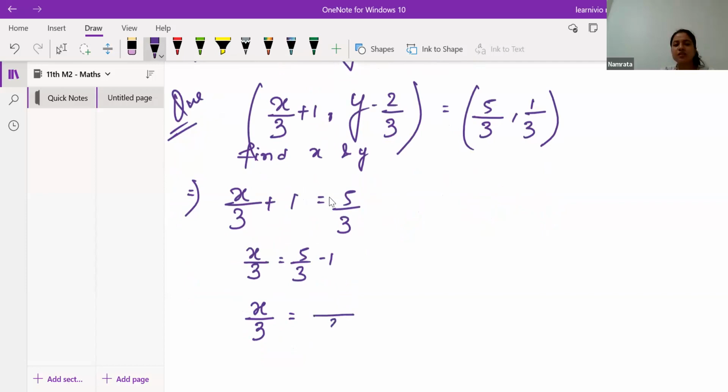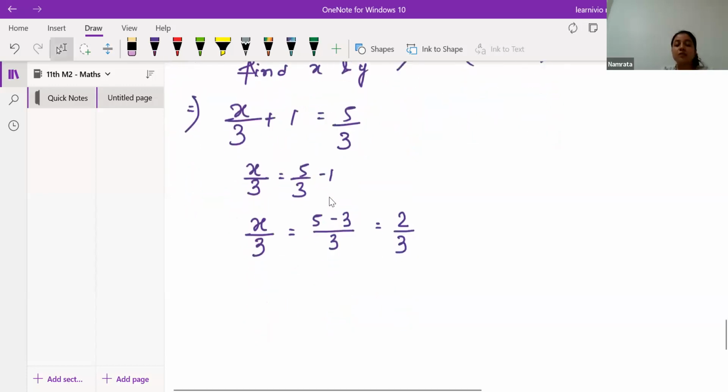The LCM is 3. Here 5 is there. We have to take the LCM to solve it. Okay, 5 minus 3, which is 2 by 3, right? So be careful while doing such solutions, okay?